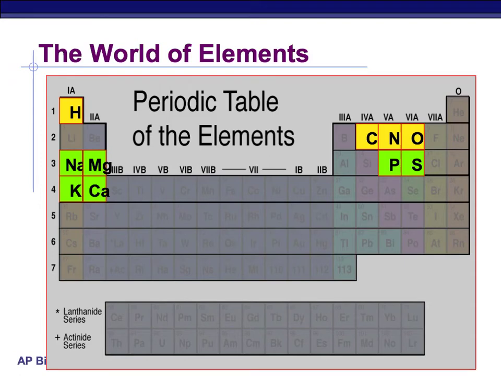So, for a biologist, there are only a couple of elements that are very, very essential and very, very important. So I need you to know these. They are hydrogen, sodium, magnesium, potassium, calcium, carbon, nitrogen, oxygen, phosphorus, and sulfur. Of all of the elements on the periodic table, those are the most important to us.